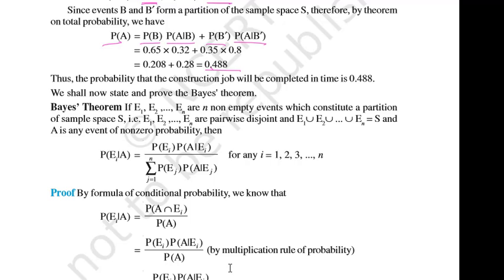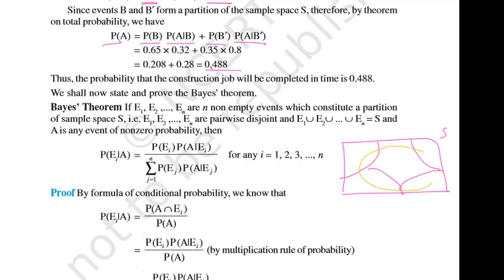Now, if E1, E2, E3, up to EN are non-empty events which form a partition of the sample space, that is, they are pairwise disjoint and their union is the sample space, and A is an event of non-zero probability. Again, keep in mind this picture: this is a sample space and we have partitions of this sample space, say like this, 1, 2, 3, 4, 5 partitions. You can have 2 partitions, 4 partitions, or 10 partitions. And then we have some event in the sample space.